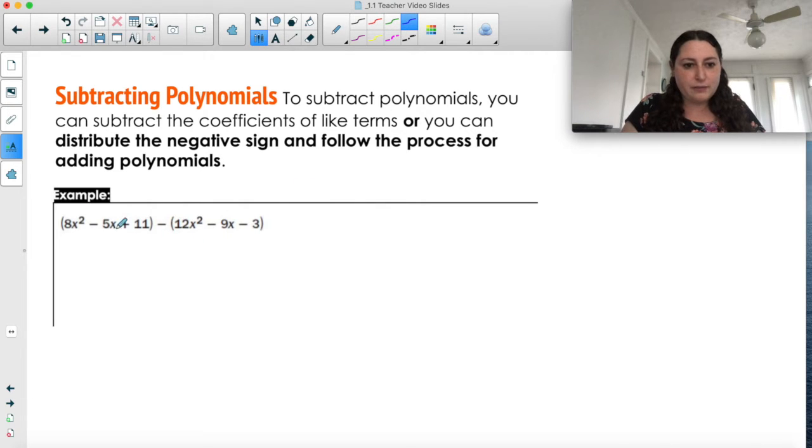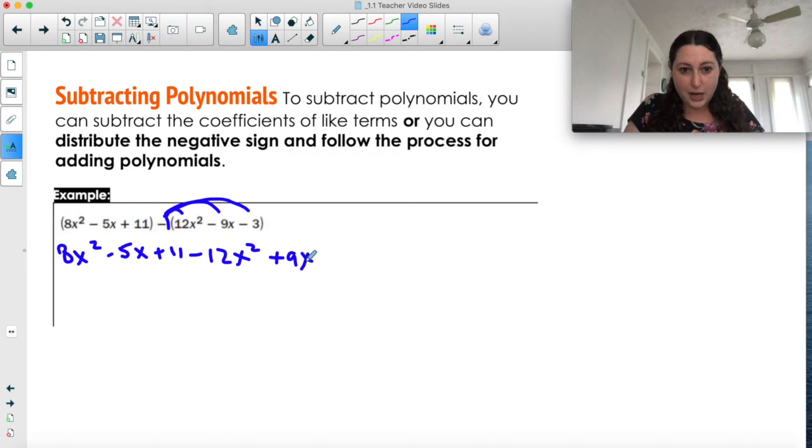The first polynomial has nothing in front, so just bring it all the way down: 8x squared minus 5x plus 11. Now this has a minus sign. That's like an invisible -1 in front of this whole polynomial in parentheses. So you can distribute that -1 to each term, and it becomes a negative 12x squared, a positive 9x, because negative times a negative is positive, and then a positive 3.